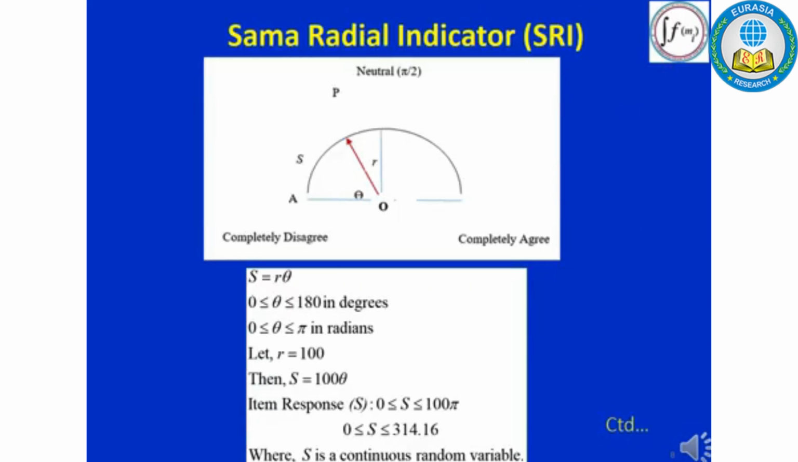Sama radial indicator, or SRI, is developed using the properties of a circle. In this measurement scale, there are 3 anchors: completely disagree, completely agree, and neutral. You can consider this as a speedometer of a vehicle. It is moving from completely disagree to completely agree through the neutral midpoint.